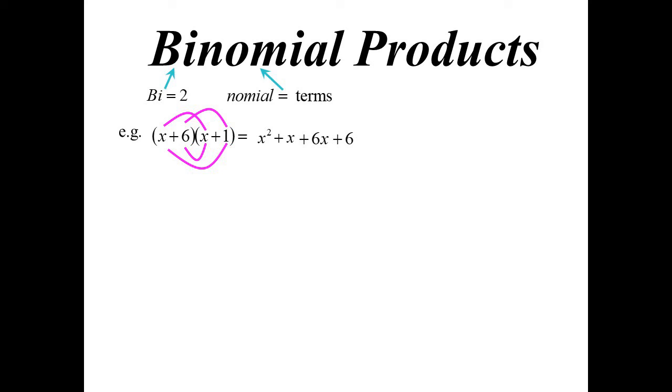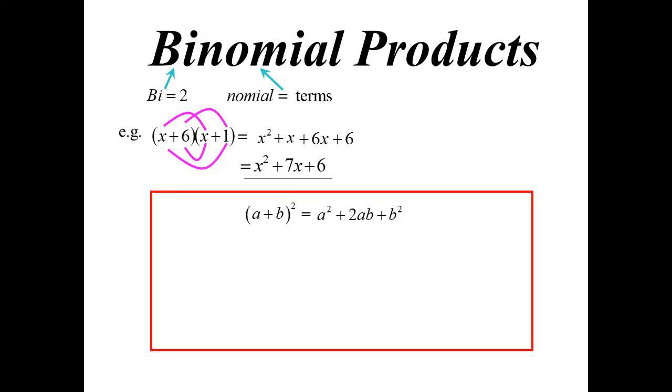Okay. Now, of course, we don't leave it like that. We collect like terms, and we get x squared plus 7x plus 6. Again, in reality, I'm not expecting you to write x plus 6x. We'll do that in our head, and you write the 7x straight down. We, of course, love saving time in maths.